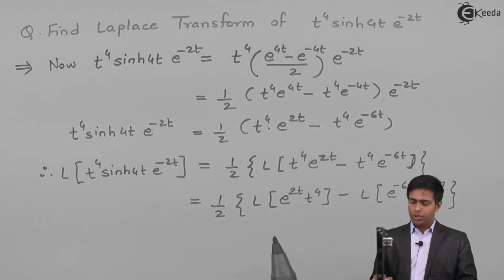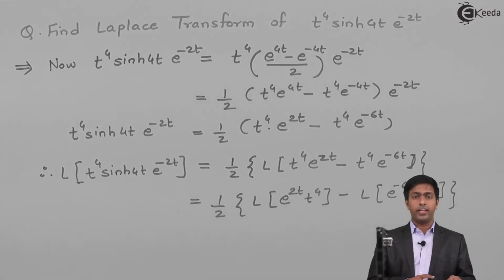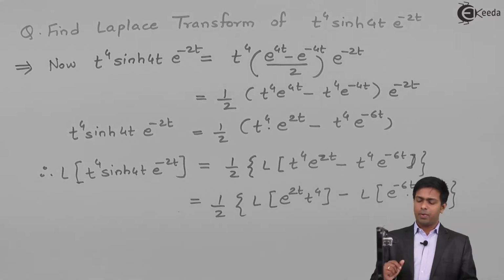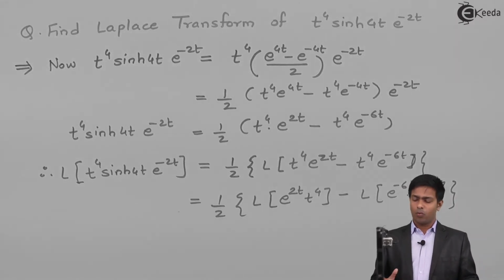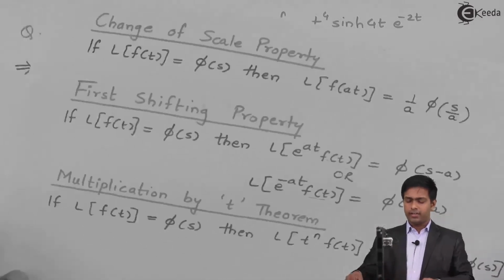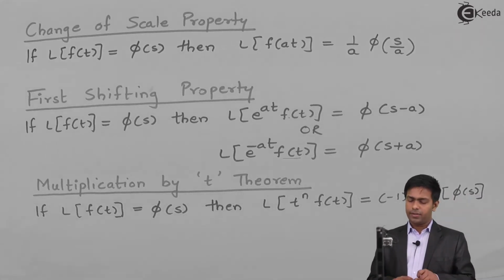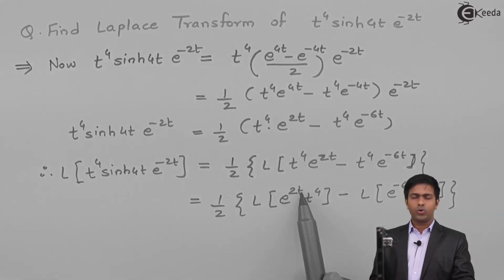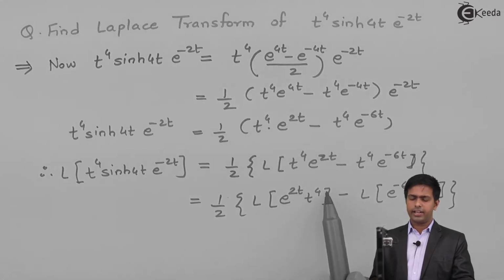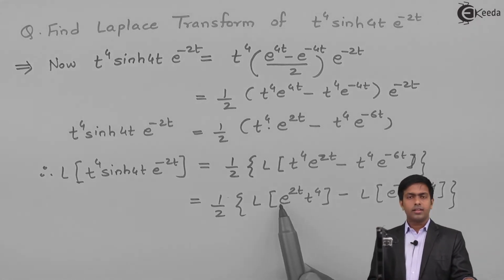Now guys, to get the value of Laplace of e raised to 2t t raised to 4, if you observe carefully, it is matching with a property of Laplace transform, and that property is the first shifting property. Now what is it? It is e raised to at into f of t. So I can say that e raised to 2t is e raised to at and t raised to 4 is f of t. So it means we can solve the first term as well as the second term by using the first shifting property.